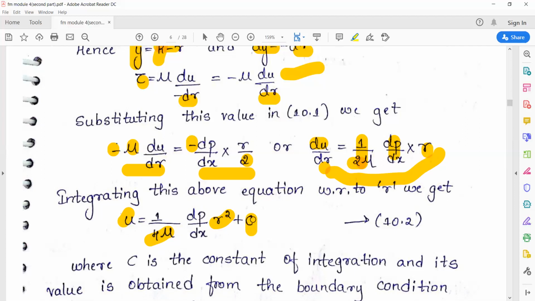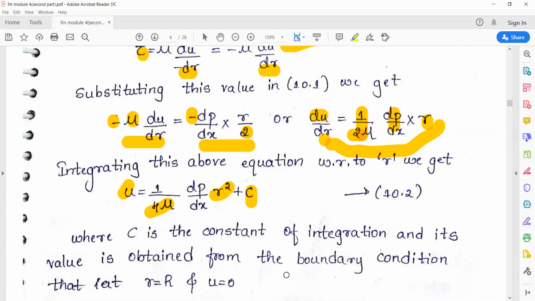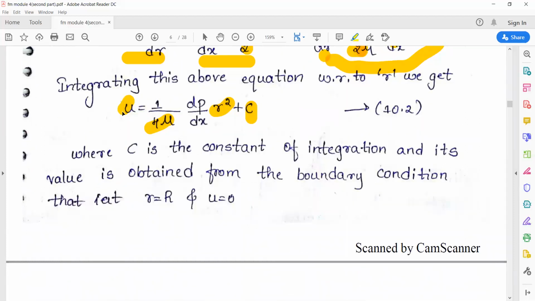After integration, you'll get some constant, where c is the constant of integration. But in the u term, the constant should not be there. So to get the value of the constant, you need to apply the boundary condition. So the boundary condition has been applied.